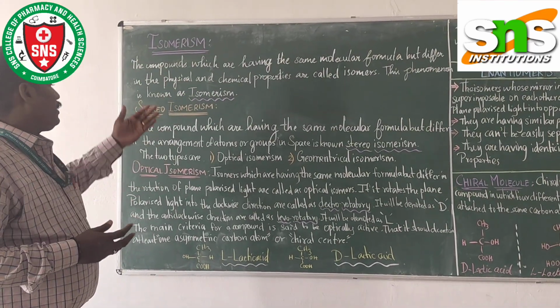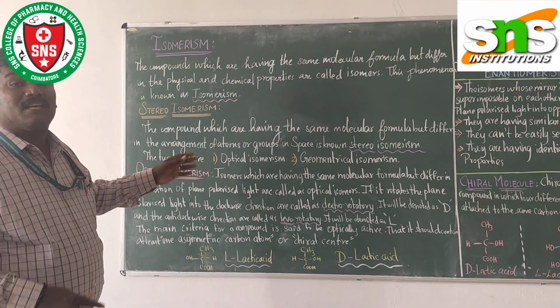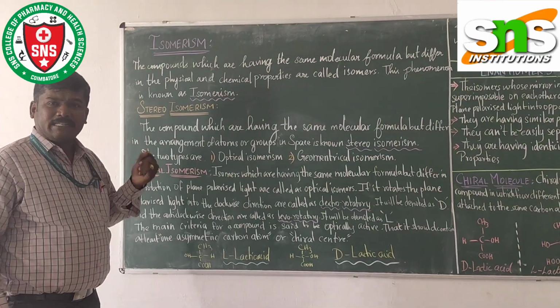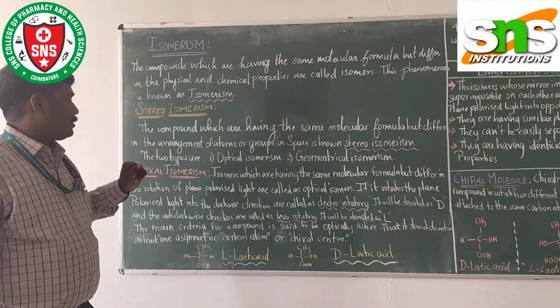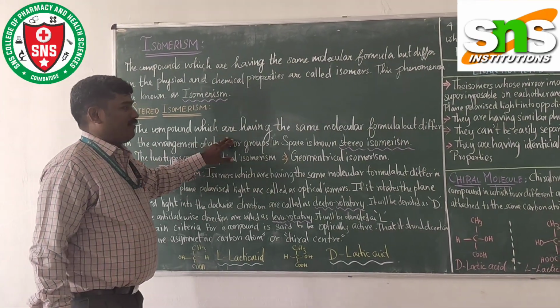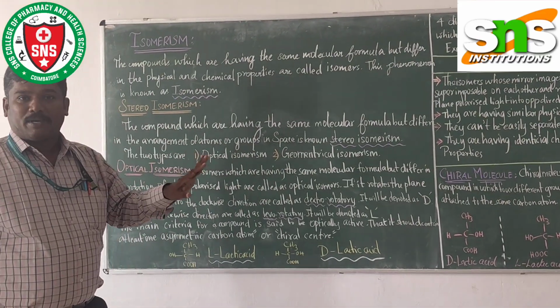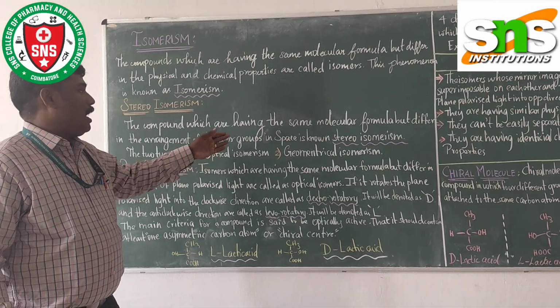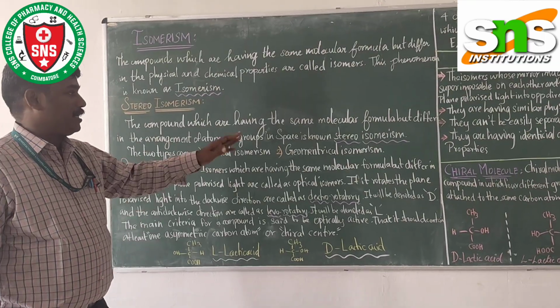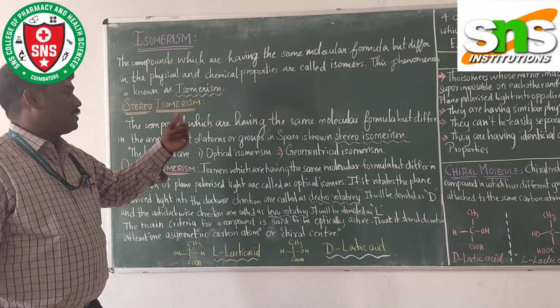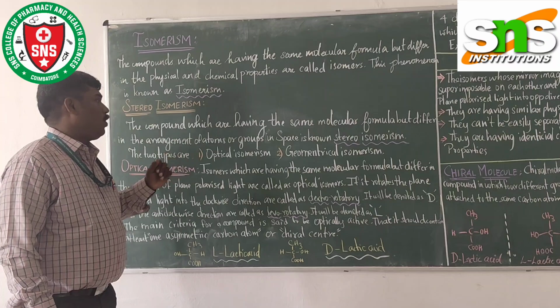Let us see one type of isomerism, that is stereoisomerism. So what is stereoisomerism? The compounds which have the same molecular formula but differ in the arrangement of atoms or groups in space are known as stereoisomers. This phenomenon is known as stereoisomerism.